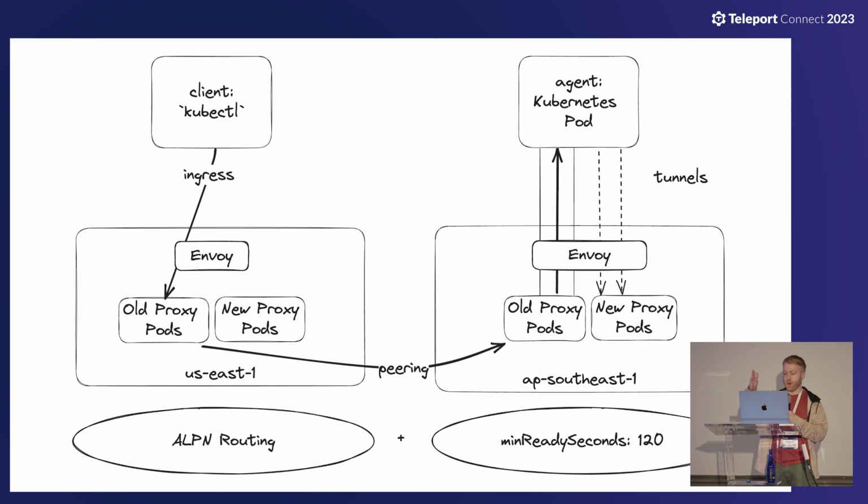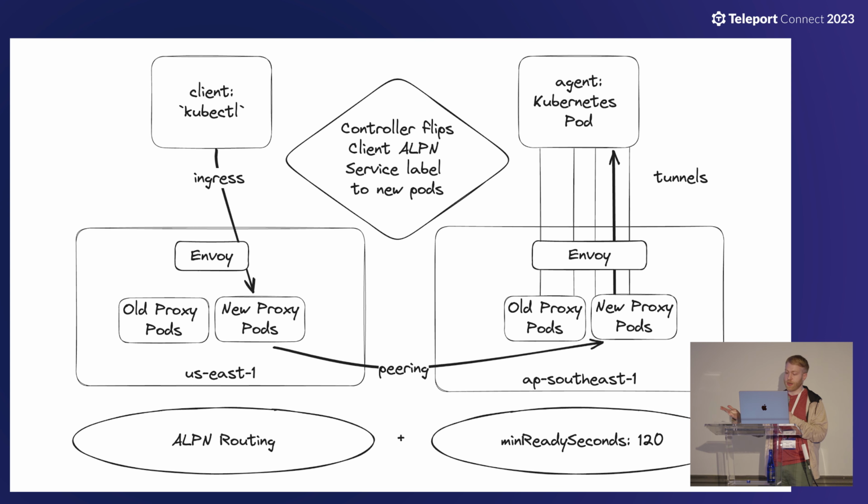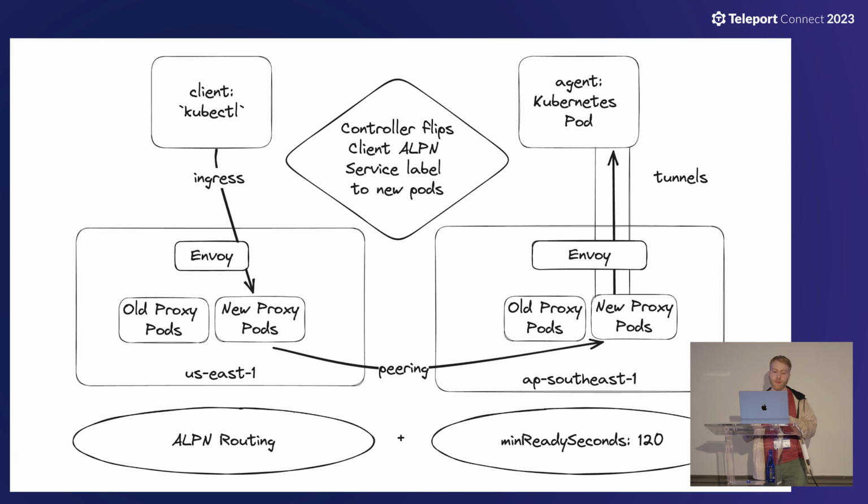We keep the old proxy pods running, and we use a feature of Kubernetes called min-ready seconds that lets you keep 2 generations of the same application running and accepting new connections for as long as you'd like. For a small customer, that might be about 2 minutes, where you have tunnels going to both generations of proxies established from the agent side in the customer infrastructure.